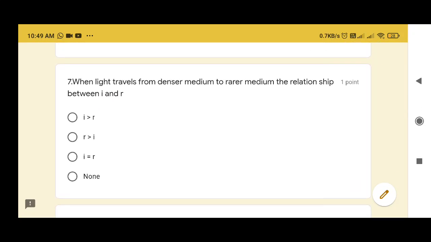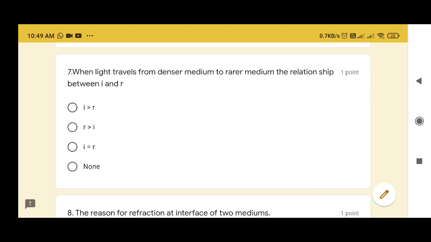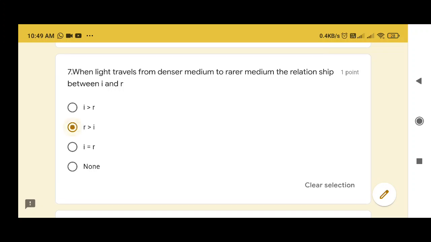Seventh one: when light travels from denser medium to rarer medium, the relationship between i and r. When light travels from denser medium to rarer medium, the refracted angle is greater than the incident angle. That means r is greater than i. This is the right answer. B is the right answer.